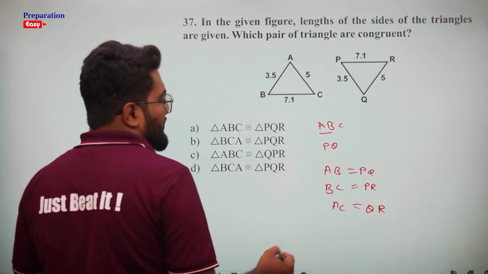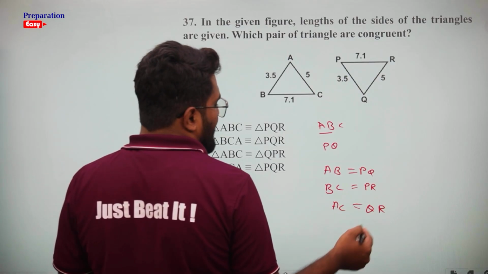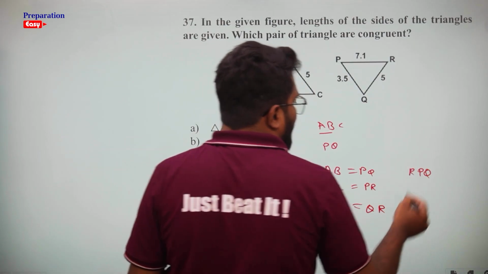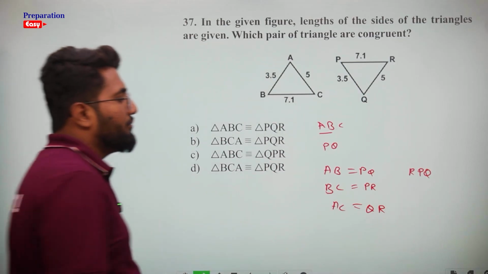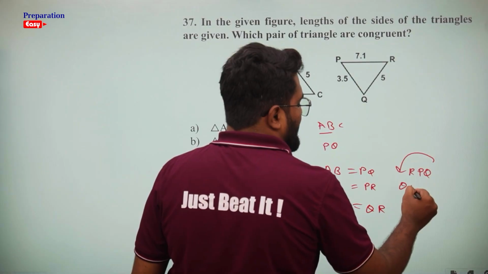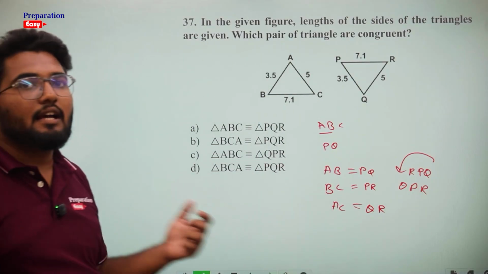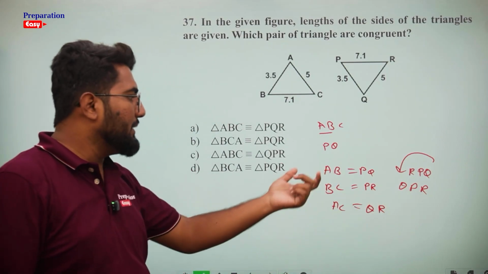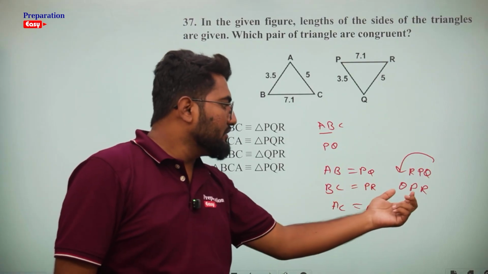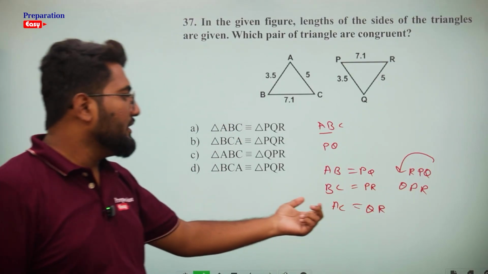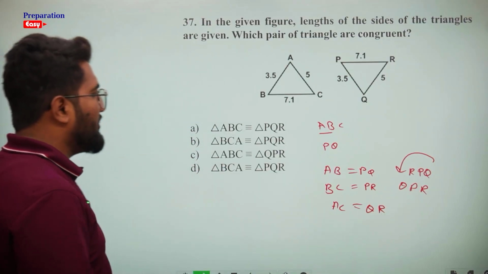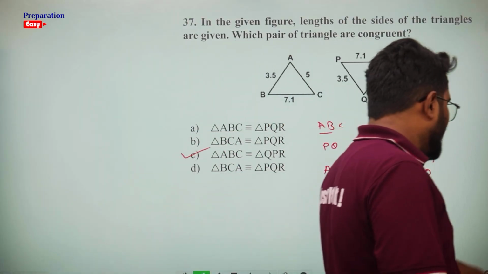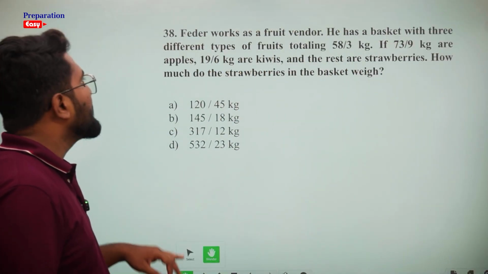So what will be our answer? AB equals PQ, BC equals PR. So our answer will be QPR. QPR will be our correct answer. ABC equals QPR. See, AB is equal to QP, or PQ. BC is equal to PR or RP, and AC is equal to QR. So ABC is congruent to QPR. Next question, question number 38.